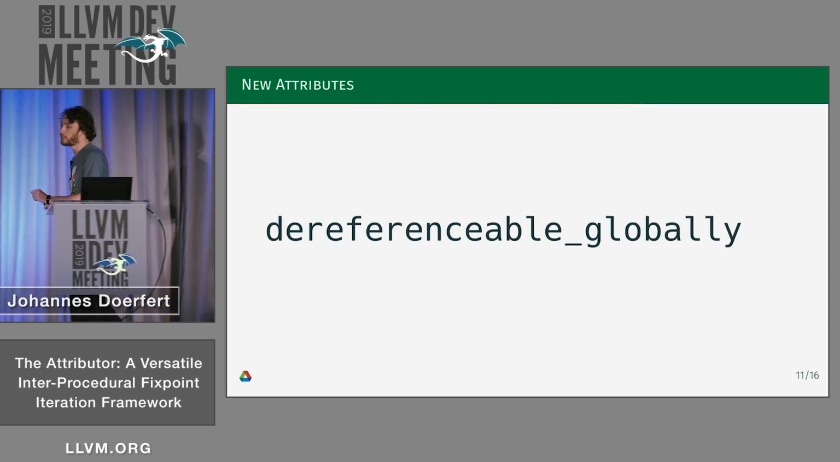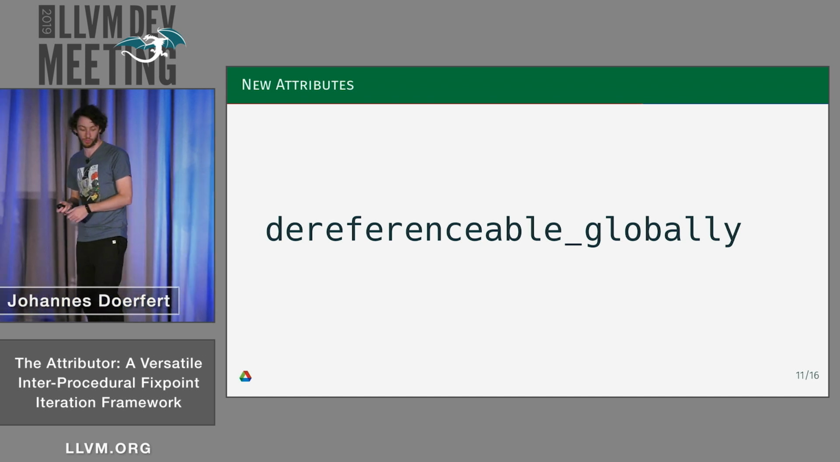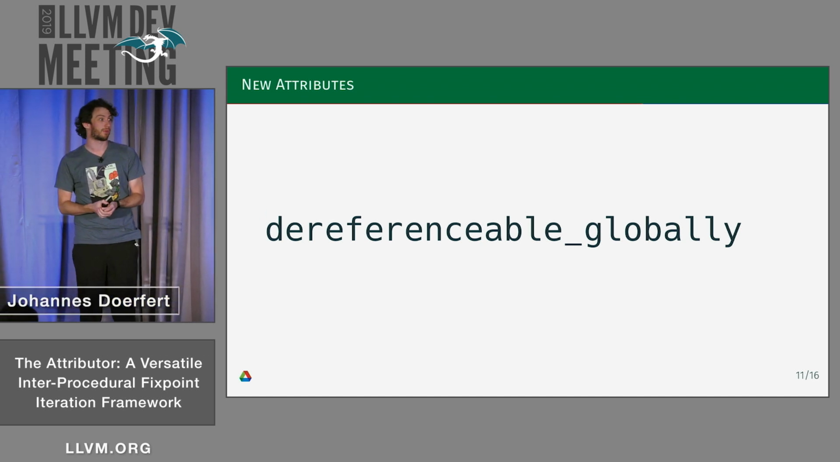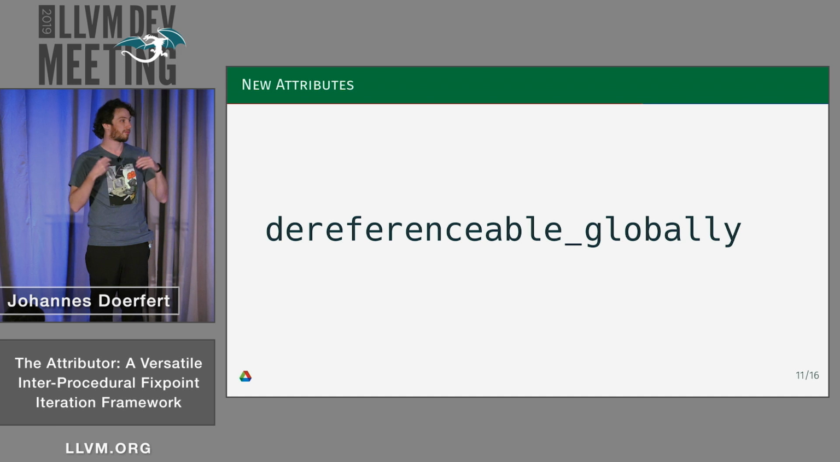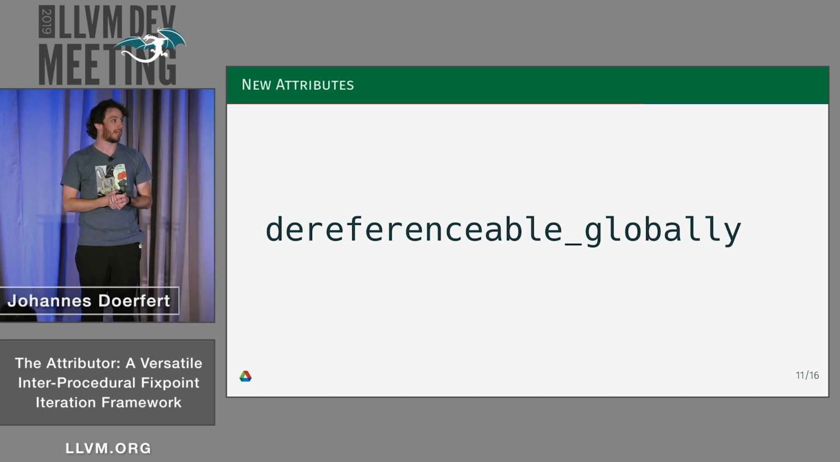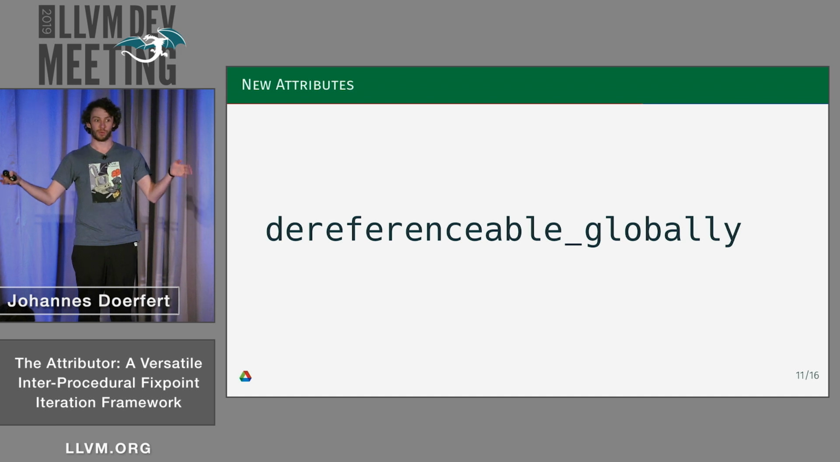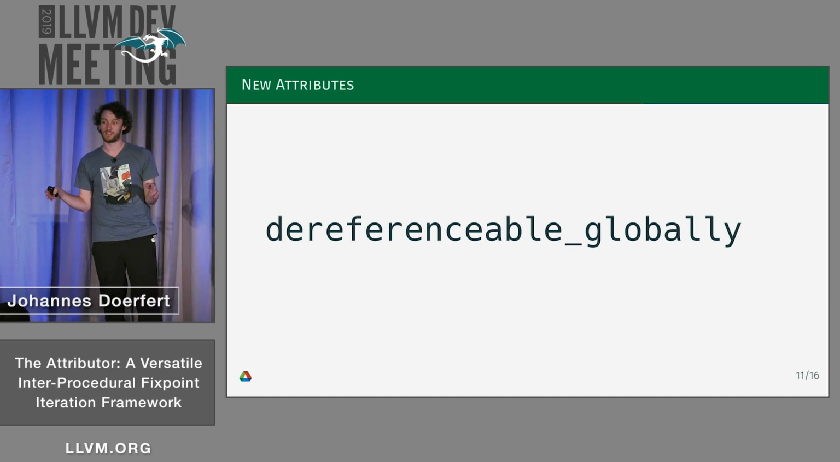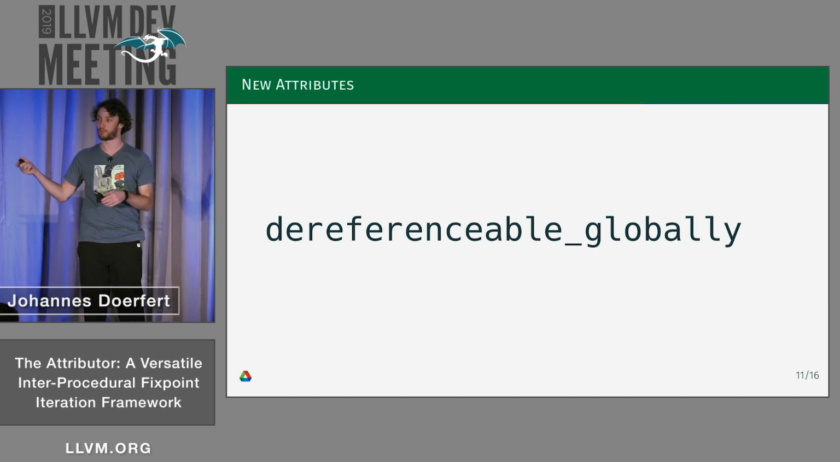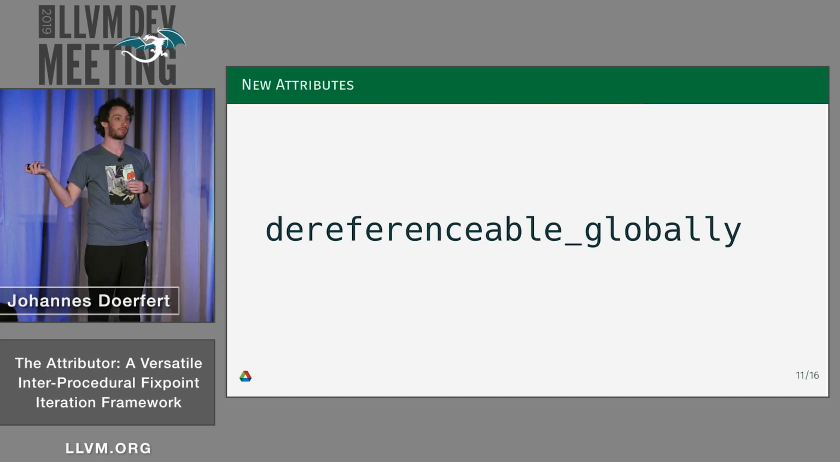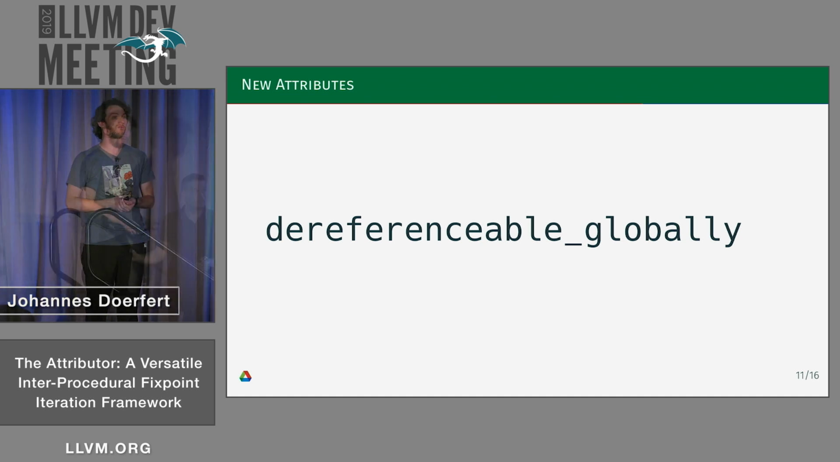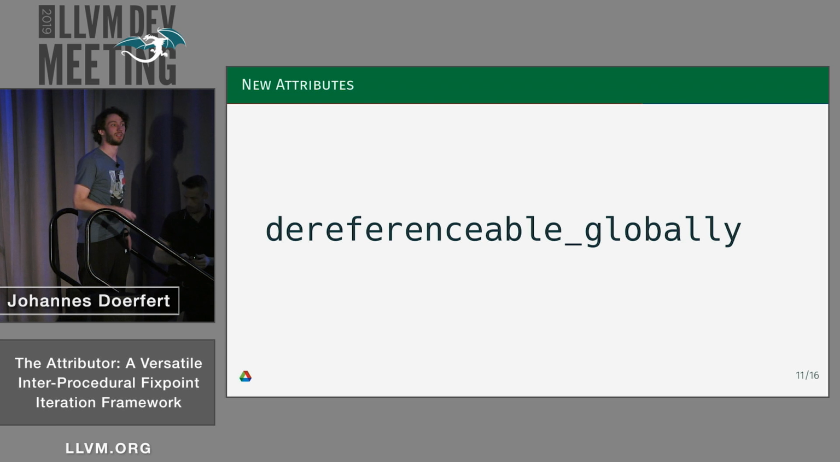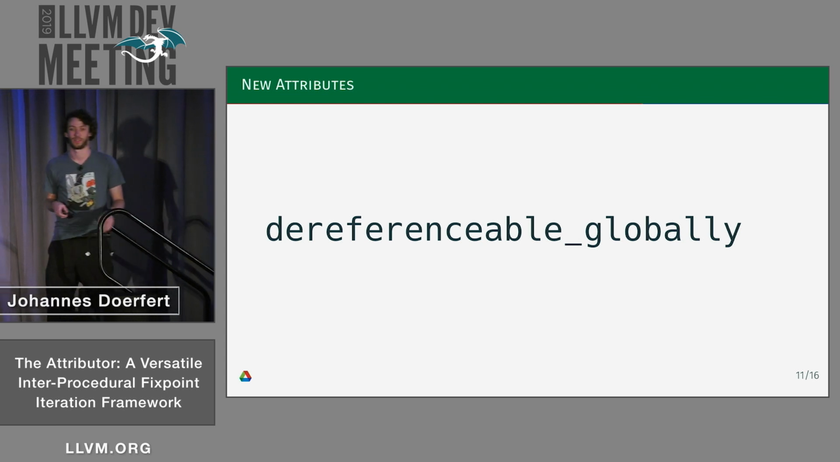And then finally, dereferenceable globally, which is a way to fix dereferenceable. I'm not sure if everyone is aware: we have the dereferenceable attribute, and the front end that puts them there and the optimizations that use it don't agree on what it means, which is a bad thing. So the consensus was to add a new attribute. Yes, here we go. Sorry about that.